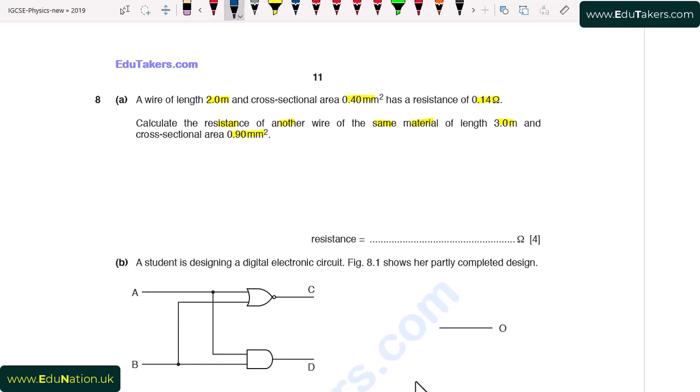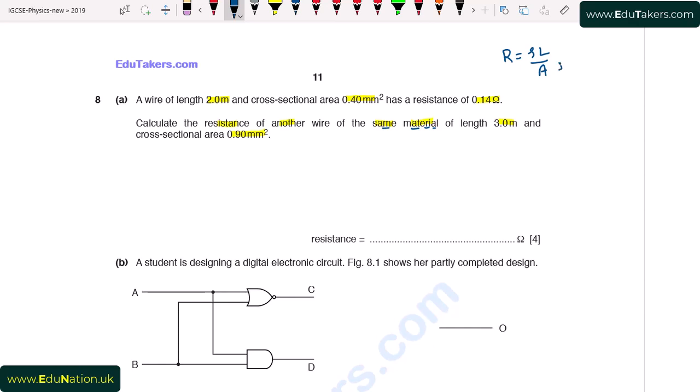We know that the formula of resistance R is equal to rho L over A, where rho is the resistivity, L is length and A is the cross-section area. And it is given that both wires are of same material. It means that resistivity for both of these remains constant because resistivity depends upon the material. In this case, the material is same.